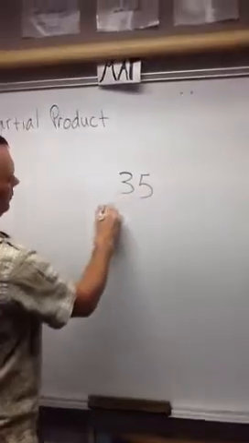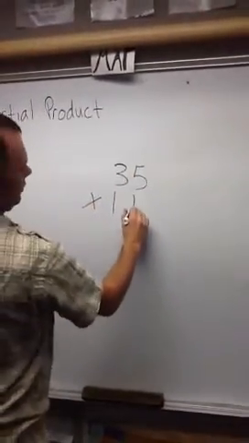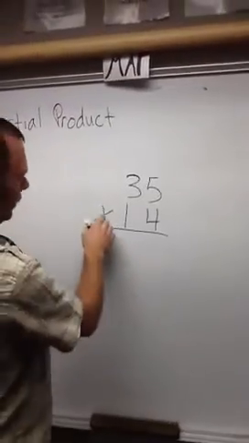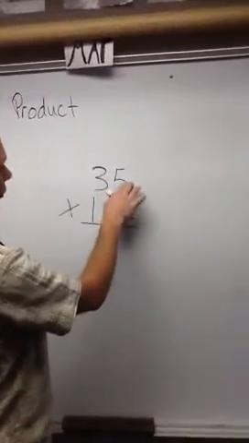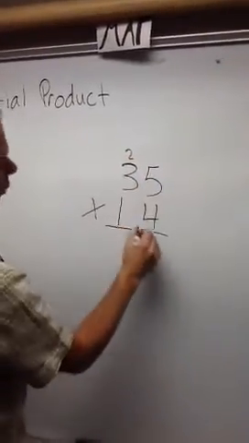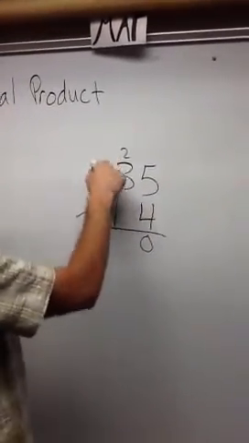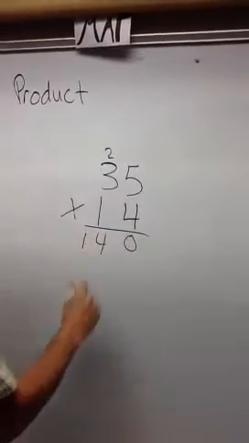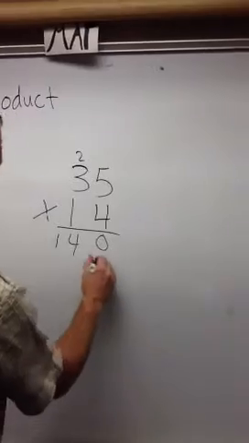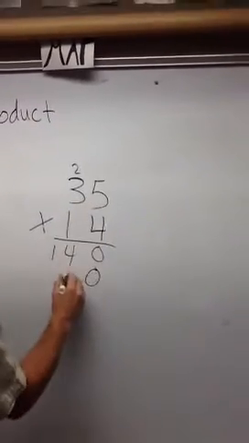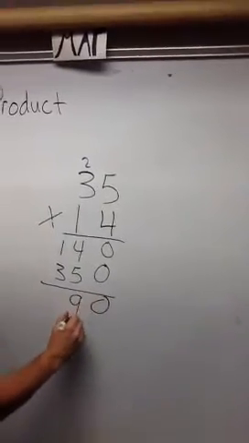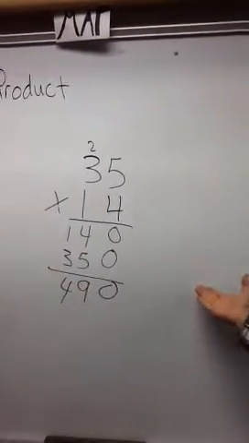35 times 14. How I was taught, Mr. Perez, is we have to multiply this 4 through. 4 times 5 is 20. 4 times 3 is 12, plus 2 is 14. Bring down a 0. I'm not sure why. That's how I was taught. And then I had to multiply the 1. You've seen this before, Mr. Perez? Yes, it's the same way that we do in Spain. We didn't know why we do this, but we just did.